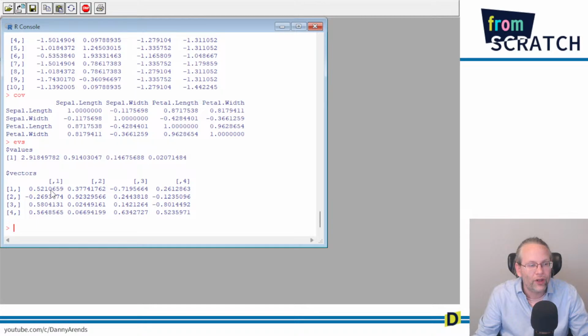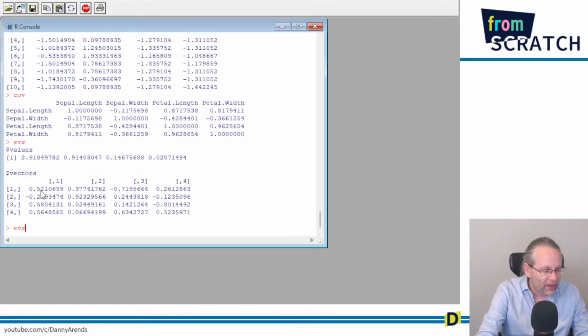So the first eigenvector is here. It assigns a value of 0.52 to the sepal length. It assigns a value of minus 0.26 to the sepal width, 5.8 for petal length versus sepal length, right? So the columns here are unitless, but they do relate to how you should rotate it, right?